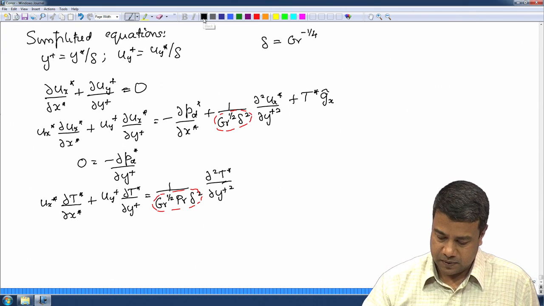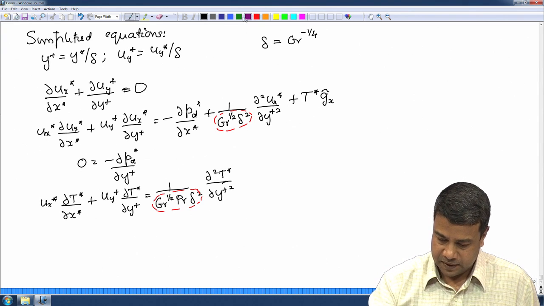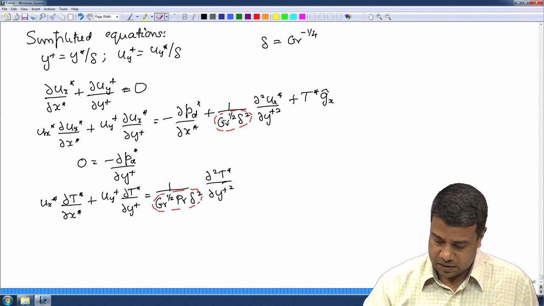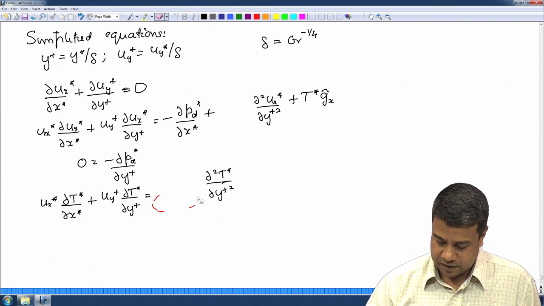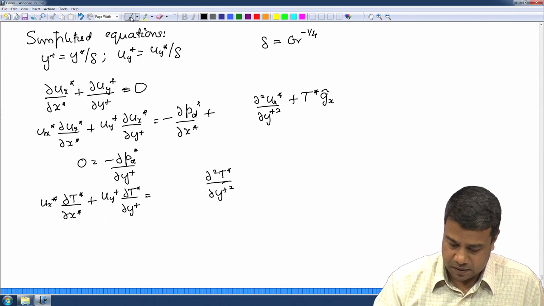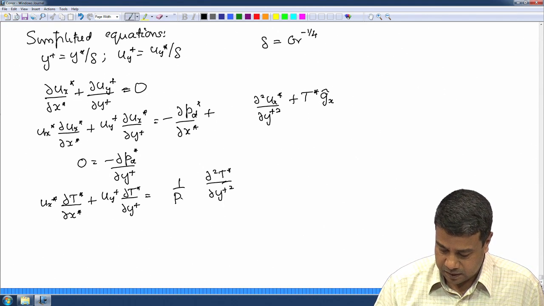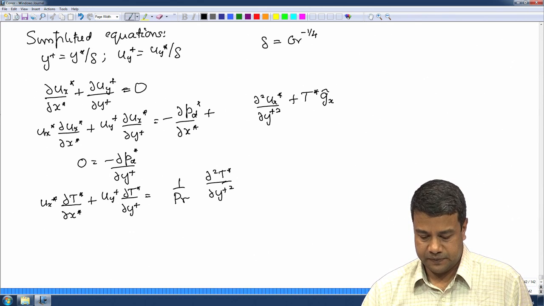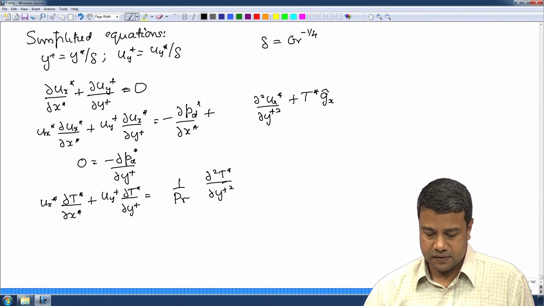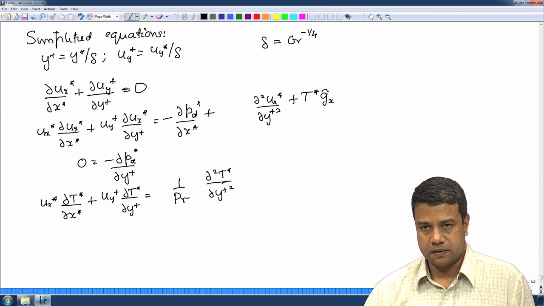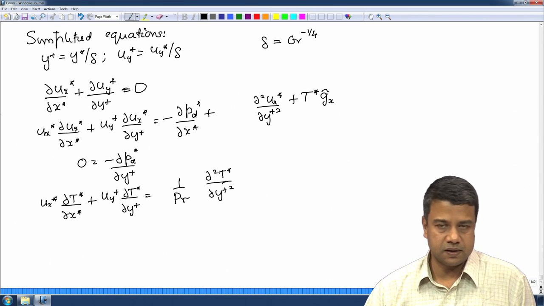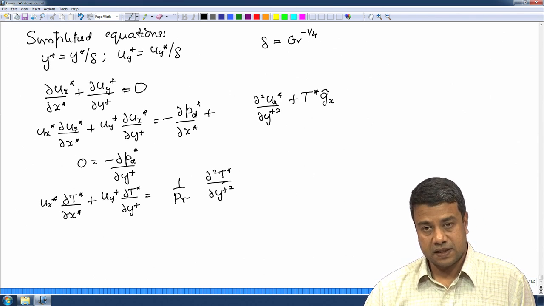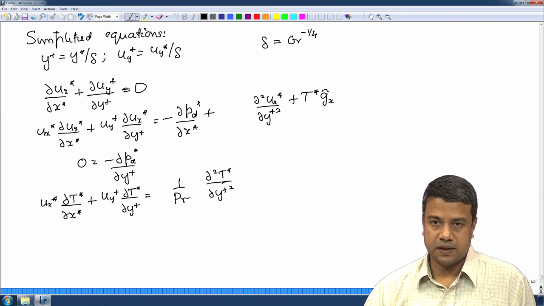then I will get equations in which this coefficient is just equal to 1 and this coefficient is just equal to 1 over the Prandtl number, expressed in this form. We have to solve these equations, of course, in order to get what is actually the correlation. However, the scaling of the correlation can be obtained quite easily.